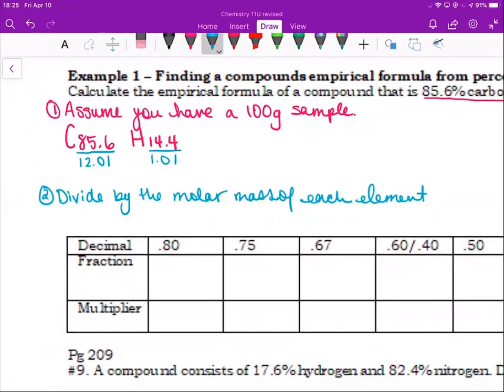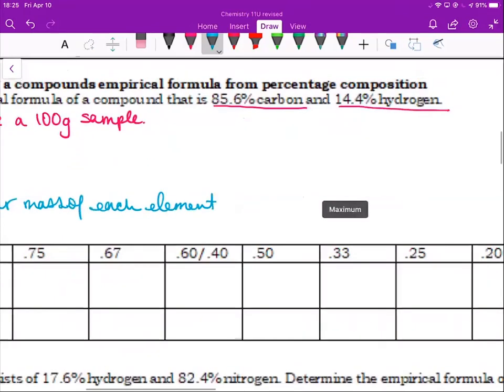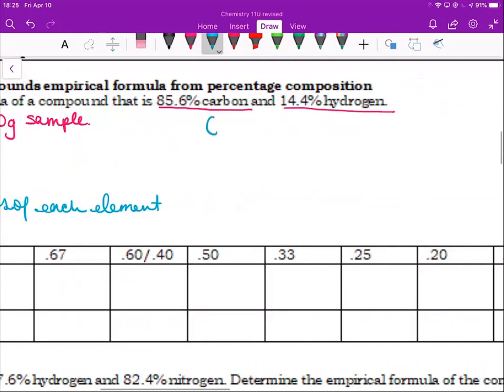Okay, so unfortunately, I can't do that in my head. 85.6 divided by 12.01 is 7. I'm going to do it over here. Carbon, 7.13. And hydrogen is going to be 14.26. Okay, I'm doing 2 decimal places.